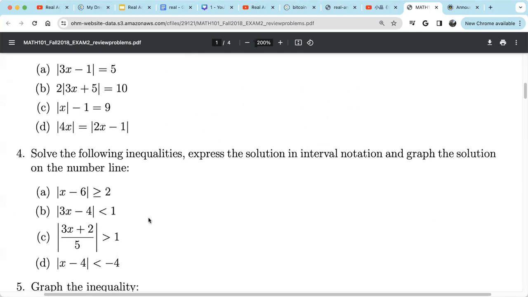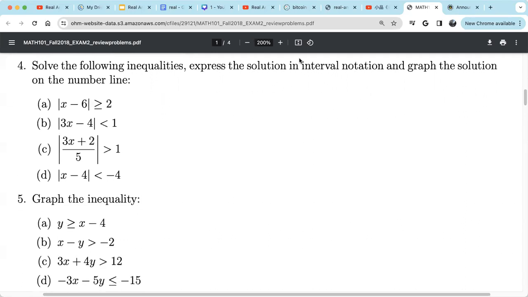Now let's look at question 4. So now we have absolute value inequalities. Right? For inequalities, we like to leave the answer as interval notation, and we like to graph on the real number line. Let's see the first one, 8. So let's draw a line to understand the inequalities.